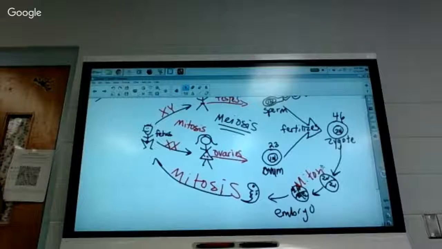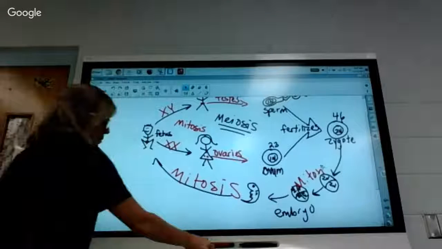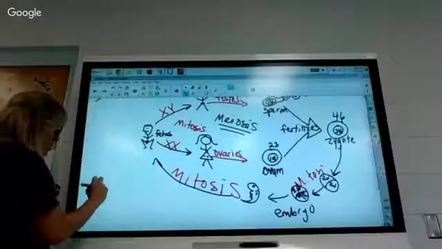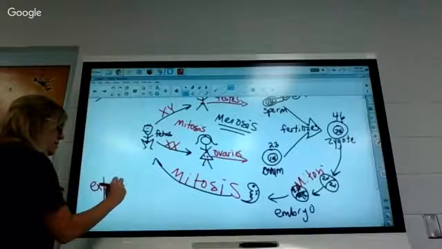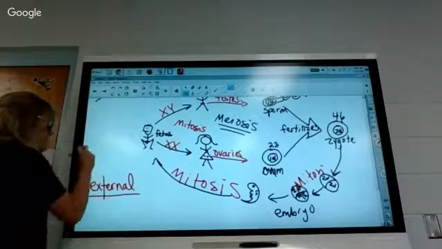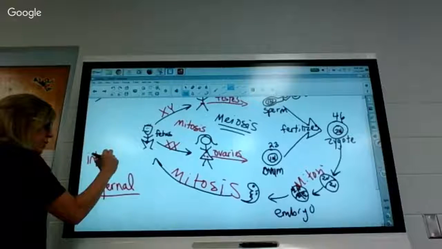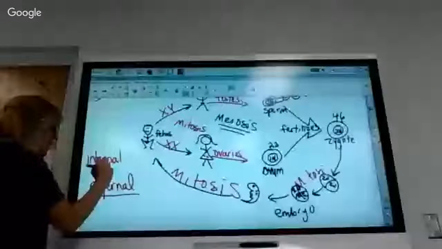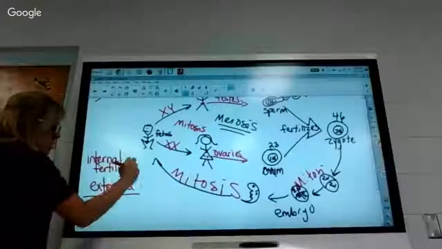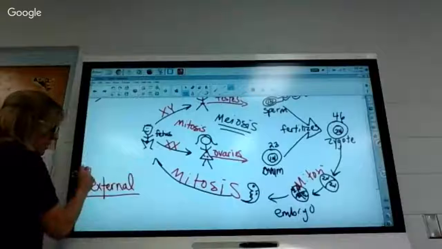So where does fertilization take place? External or internal? Internal. Right. So we have internal fertilization. So if you have internal fertilization, then go back.